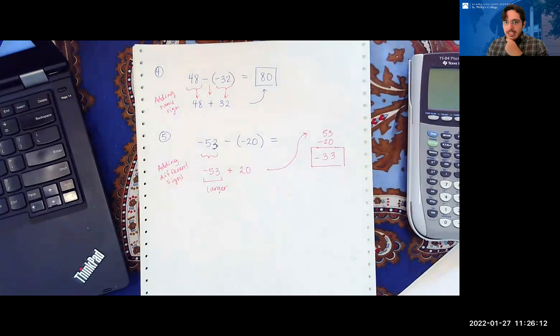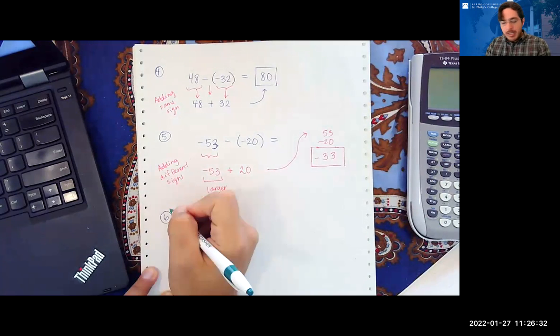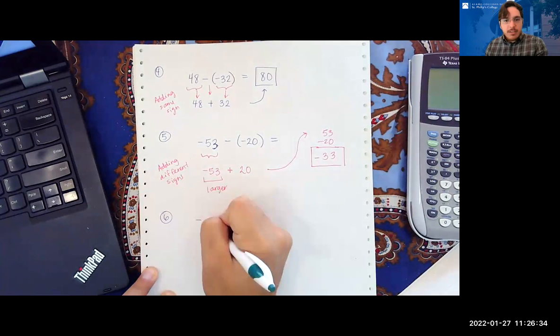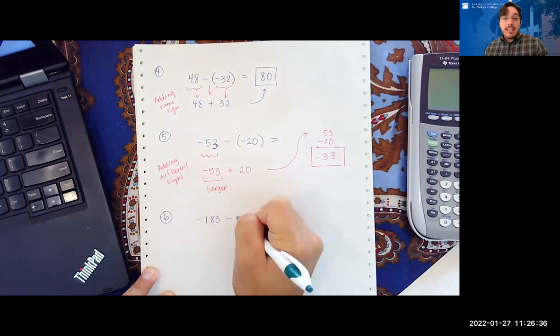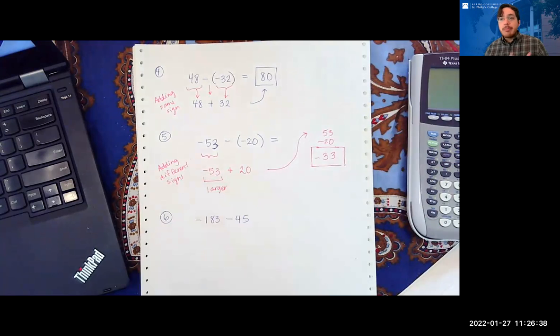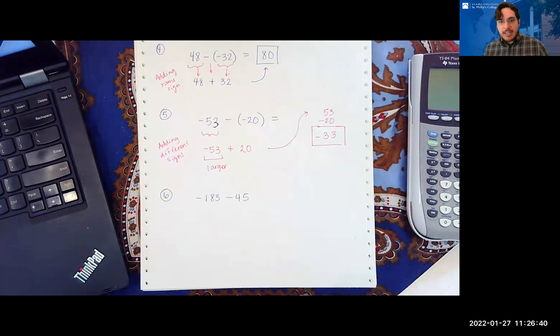Does anybody have any questions about that? Yeah, that's perfectly right. Okay, let's do another problem. Let's do negative 183 minus 45. If these are feeling really simple to you, then good. You're starting with a good base foundation for how to subtract numbers.